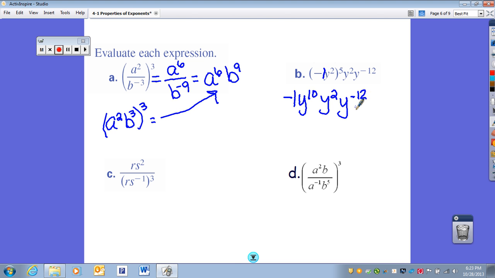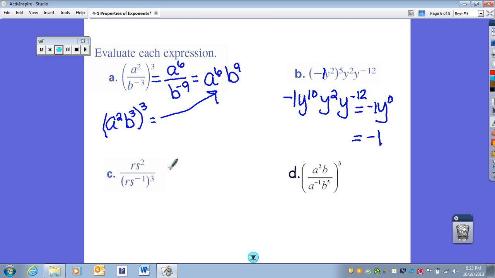Now, when I combine like terms, I'm going to keep the base, which is my y, and I'm going to add the exponents together. 10 plus 2 is 12, plus -12 would be 0, and I still have my -1 out front. Any number to the 0 power is 1, and 1 times -1 would be -1.